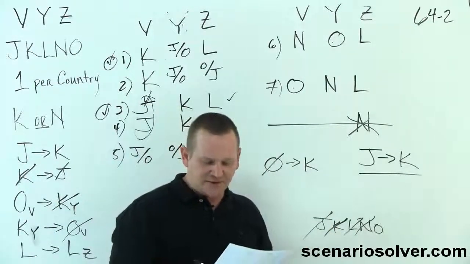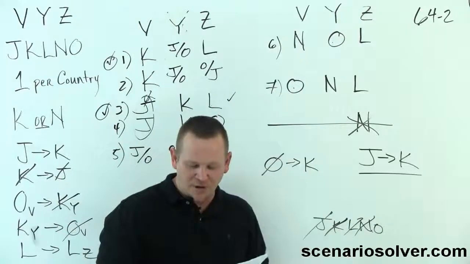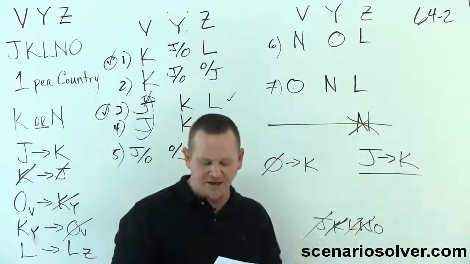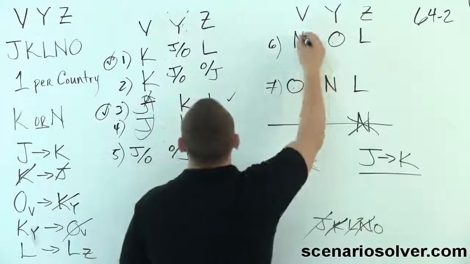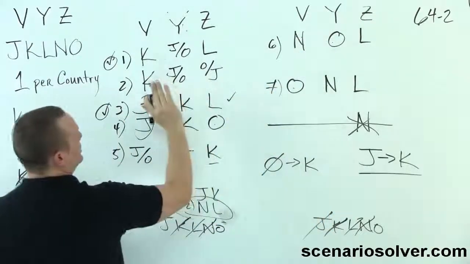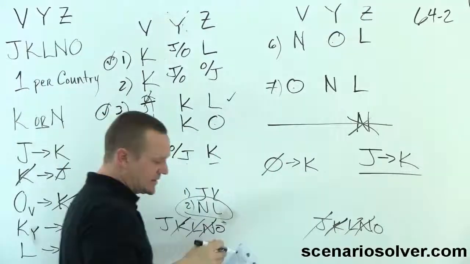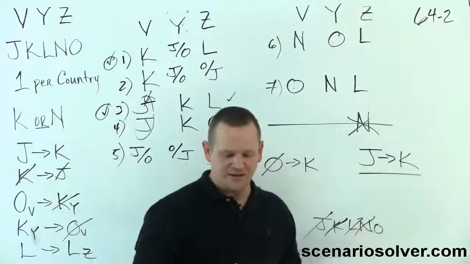Let's look at D. If J and N cannot both be assigned to ambassadorships. Well, that doesn't happen here, and then we know for a fact that there's no N on this side. So D, like C, does not break any of the scenarios.